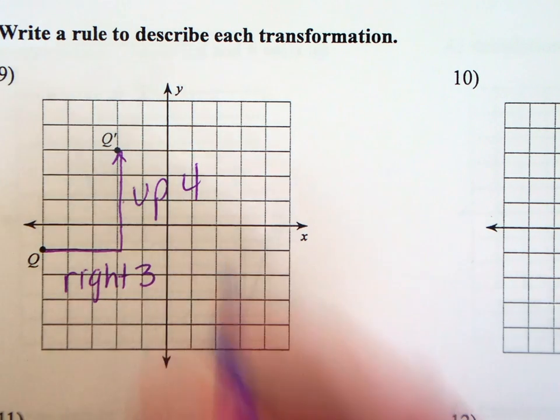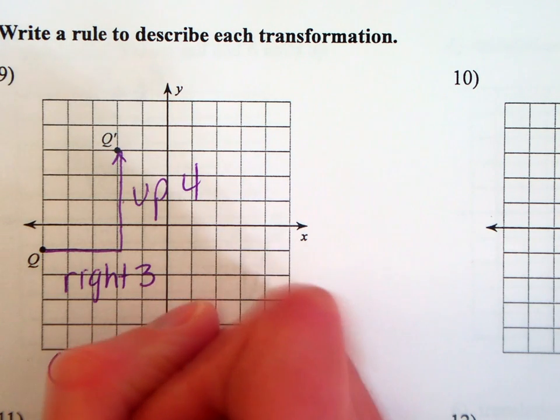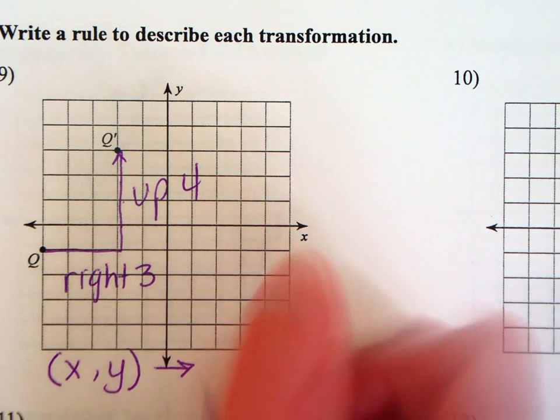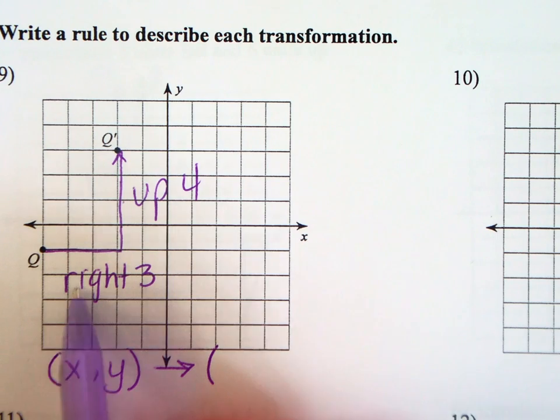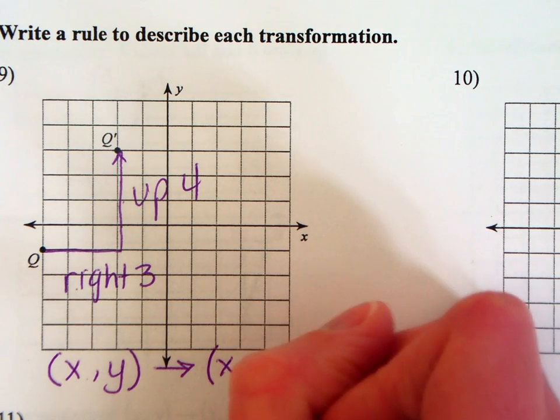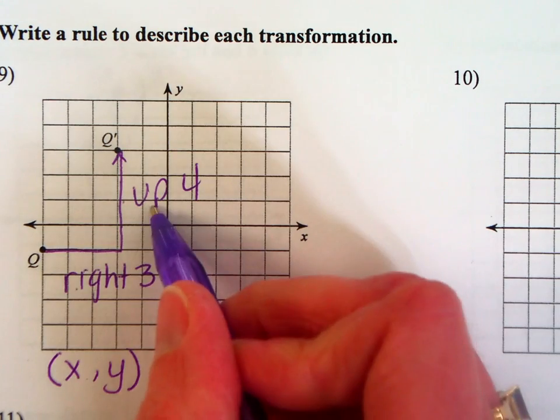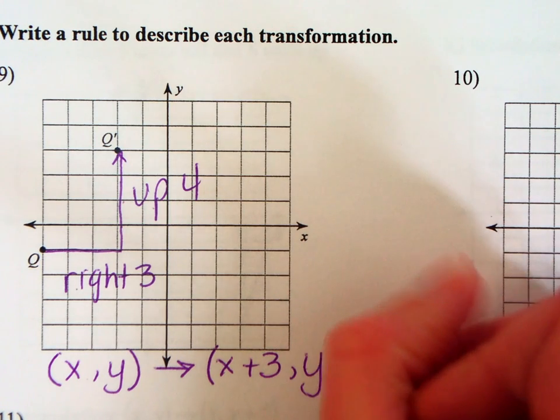I can also write it out in this format. So you had your original point. For my x values, I went to the right 3, so it would be x plus 3, and then I went up 4, or y plus 4.